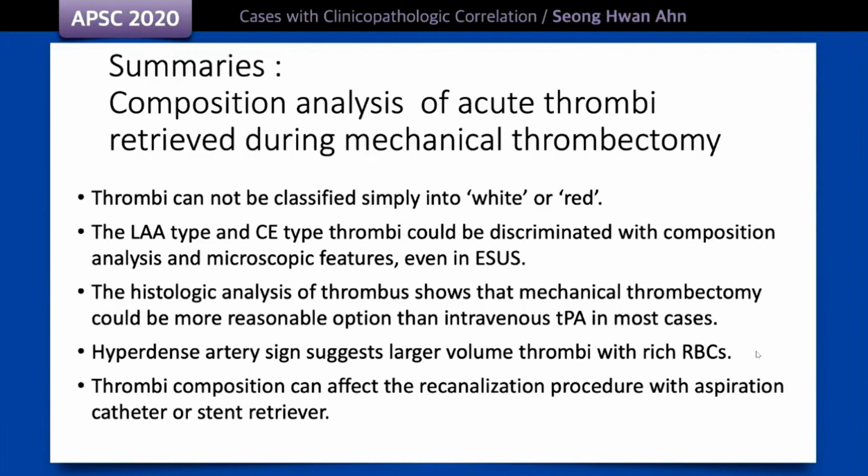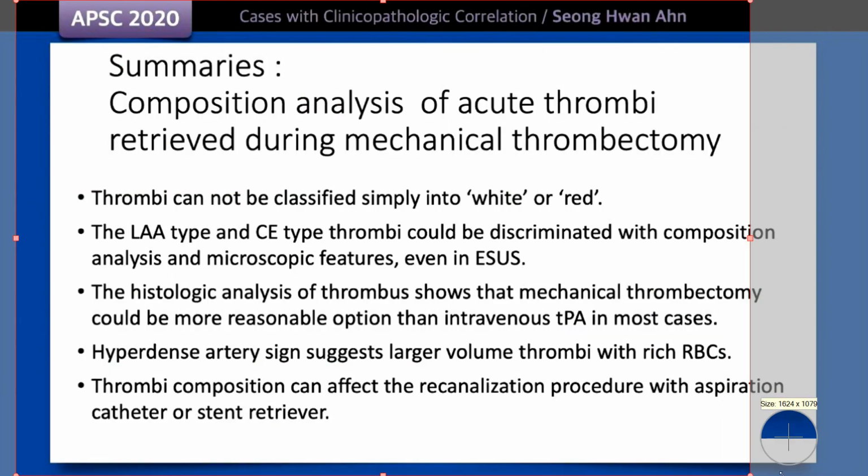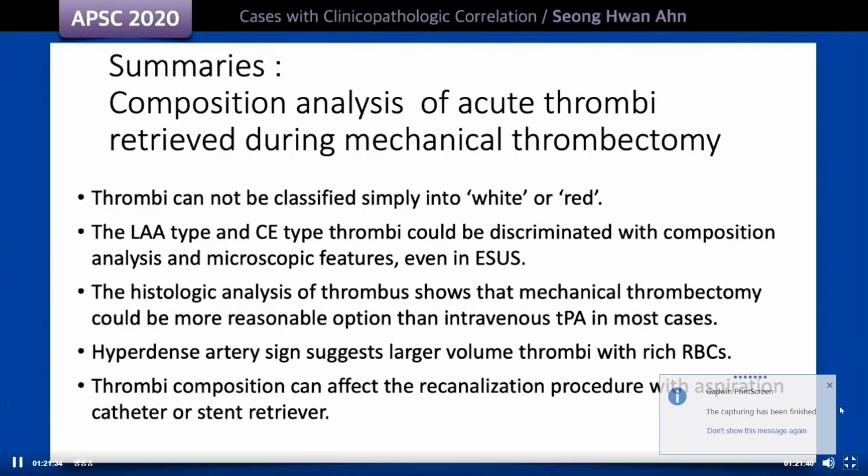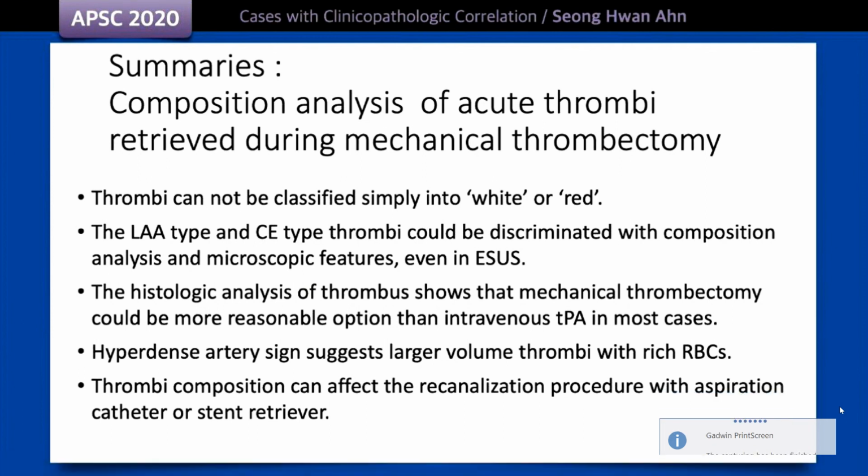In summary, thrombi cannot be simplified into white or red. The large artery type and cardioembolic type thrombi could be discriminated with composition analysis and microscopic picture, even in undetermined source. The histologic analysis of thrombus showed that mechanical thrombectomy could be a more reasonable option than intravenous TPA in most cases. Hyperdense artery signs suggest larger volume thrombi with rich red blood cells.